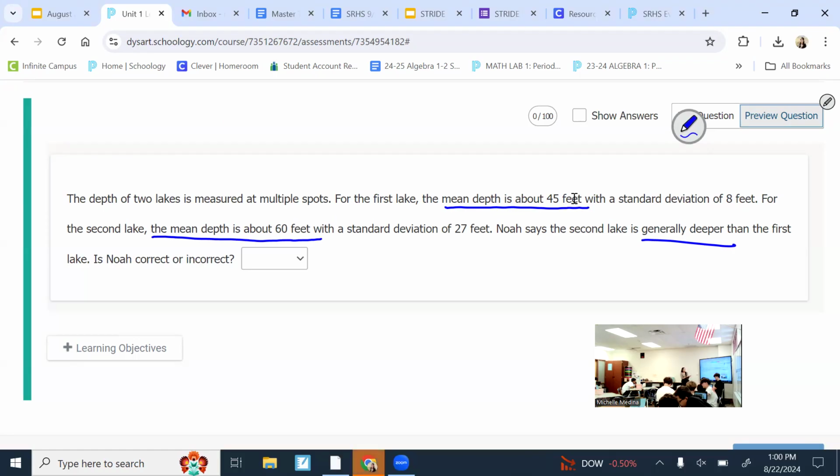So if the first lake's typically 45 feet deep and the other one's about on average 60 feet deep, him saying that the second one is generally deeper is correct. Not incorrect, it's correct. Okay. So that's knowing whether to compare the means or standard deviation, so center or spread, typical values or how spread out it is. Good on that one? Amy?